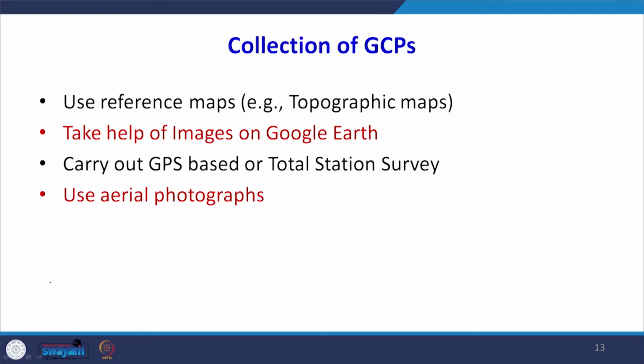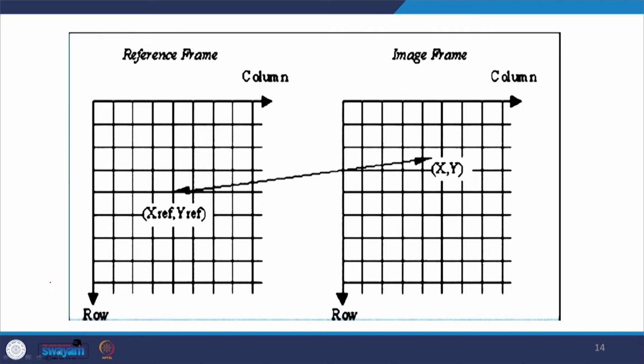Then sometimes we have to carry out a physical survey on the ground in order to establish the points and then identify those points on the images. So it could be any survey, GPS based survey, total station based survey or the LiDAR based survey, where we know exactly the coordinates of the points from the primary survey. Or sometimes we use the existing aerial photographs, if we know the GCPs in the aerial photograph, the same ground control points could be used. So this is the procedure to collect the control points.